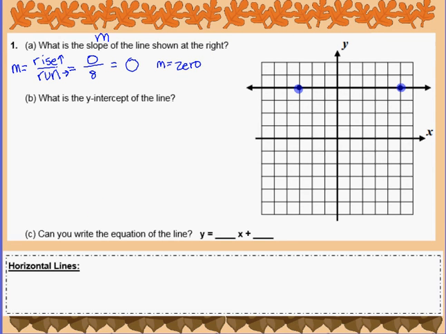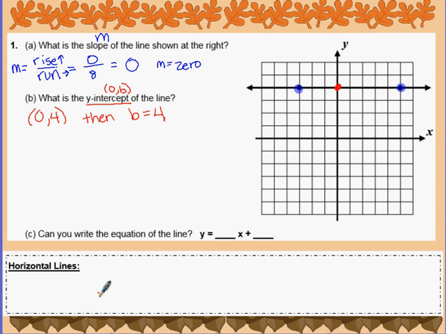Okay, now it wants to know the y-intercept, which is always at 0, comma, b. So our y-intercept, it crosses the y-axis right here. So our b value, since it's at 0, comma, 4, that means that b must be 4.